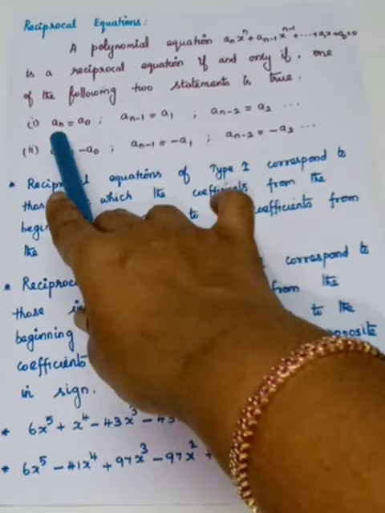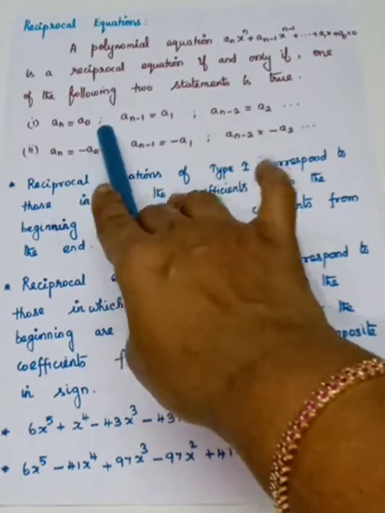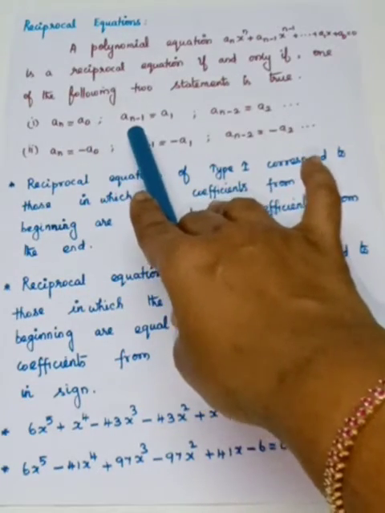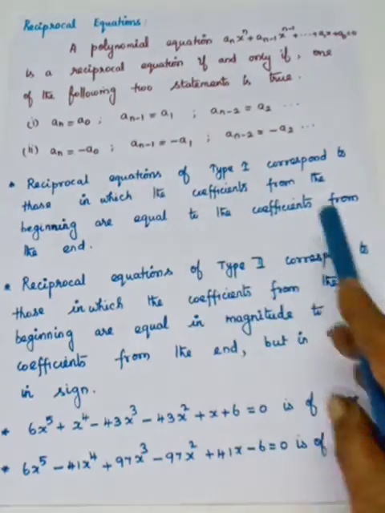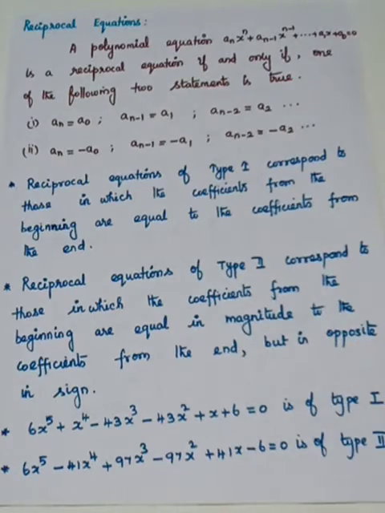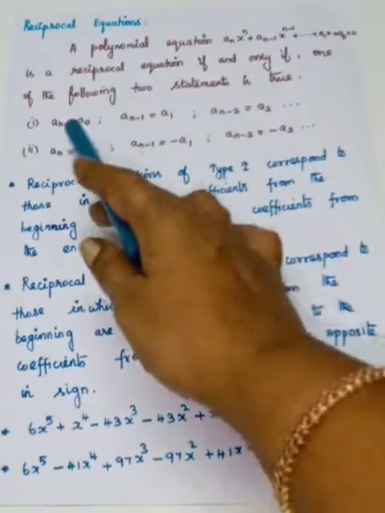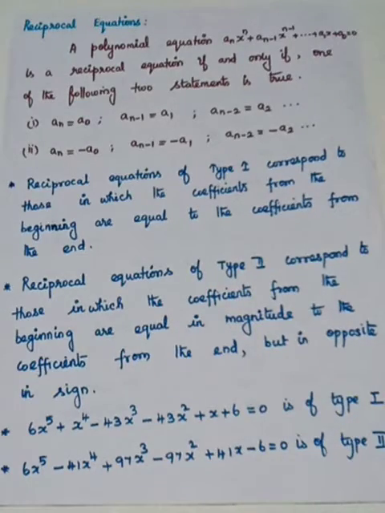That is what we have given here. a_n is the first coefficient and a_0 is the last coefficient. a_(n-1) is the coefficient of the second term and a_1 is the coefficient of the second-to-last term. Like that, it goes on. It's a reciprocal equation of type 1.